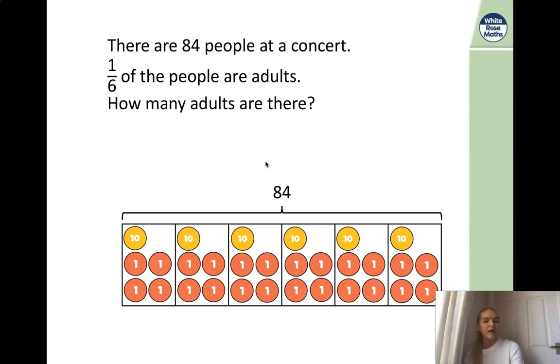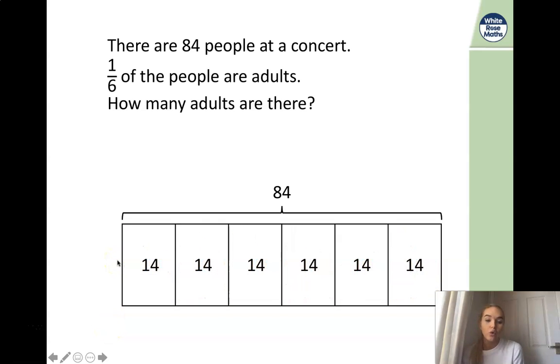Now we know that we can turn these into digits. What is the number, the value in each part? That's where we have 1 10 and 4 ones, which is 14. And we're looking for 1/6, so that is one part, so there are 14 adults.